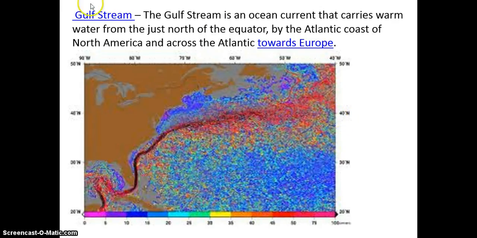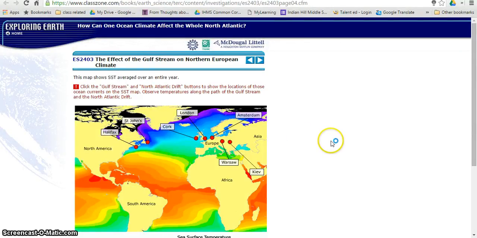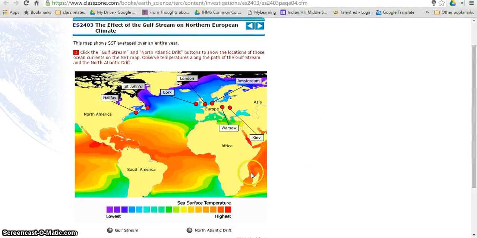So, if we look up here, the Gulf Stream is an ocean current that carries warm water from just north of the equator by the Atlantic coast of North America and across the Atlantic towards Europe. This one's actually pretty good. I like it because it shows the temperatures. Here are the typical temperatures, and over here is London, and you can see it's in this shade of blue down here where it's a little bit warmer. And if we look at St. John's, which is about on the same latitude, it's much colder. When we put the Gulf Stream in action, you can see that warm water is pushing up this way, and that's what's warming England.